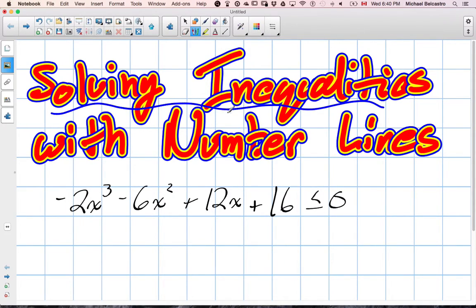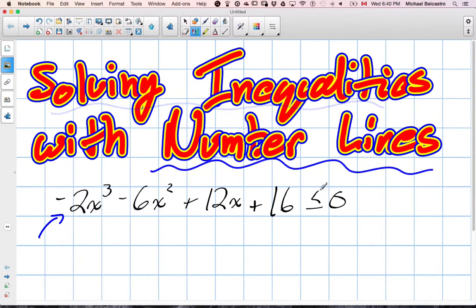We're going to look at solving inequalities, but we're going to use a method that's a little different than what's commonly taught. We'll call it using number lines. So the very first thing is they've given us a function, and they want to know when the function is less than or equal to 0. In other words, when the function is negative is what they're looking for.